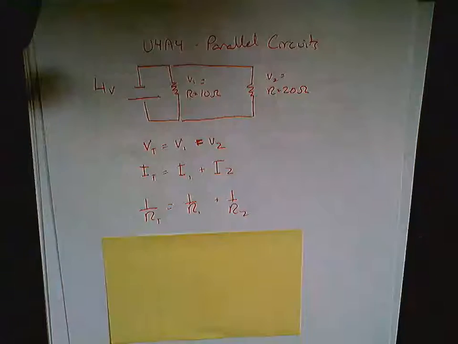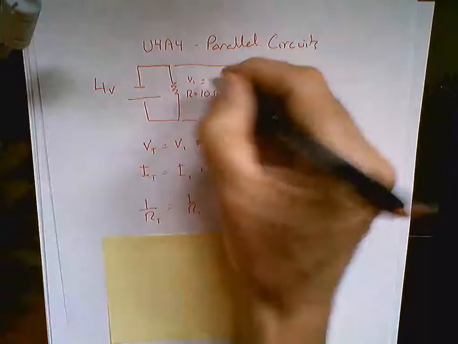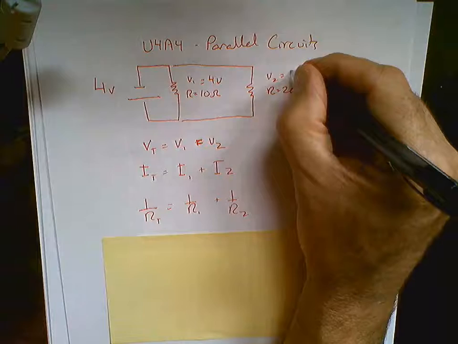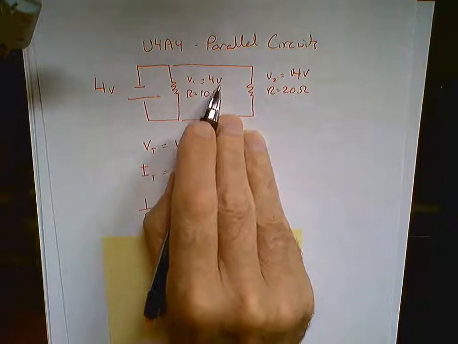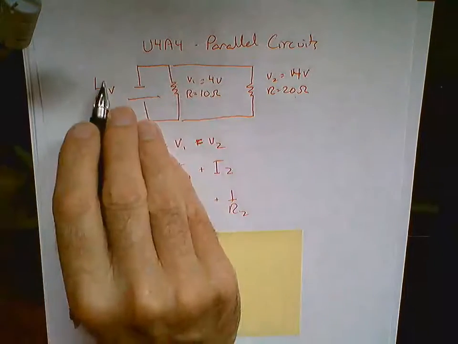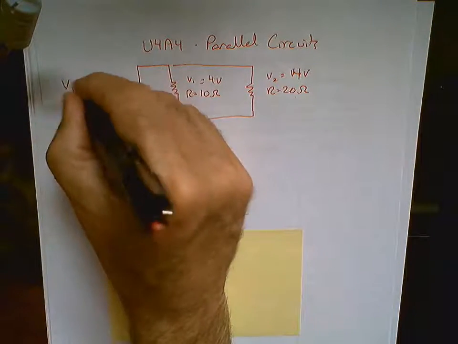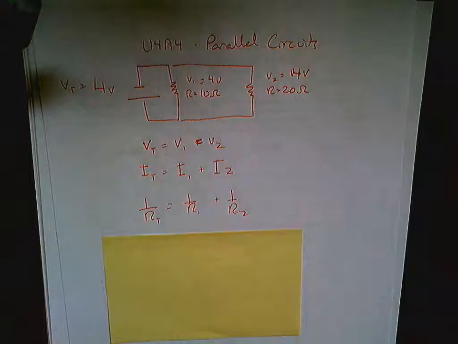So if you know that you have a 4-volt system, then V1 is going to be 4 volts and V2 is going to be 4 volts. Or if we were told that V1 was 4 volts, we would know that V total is 4 volts and we would know that V2 is 4 volts.